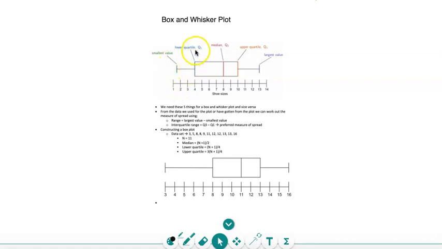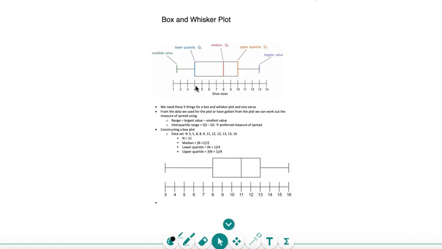We also need the lower quartile, which here is 4. Your lower quartile is essentially the number which is placed at the position of 25% of your data set. So here we have a range of shoe sizes from 1 to 14. And when we see that our lower quartile is 4, this means that at the 25th percent position of our data, we will find 4.